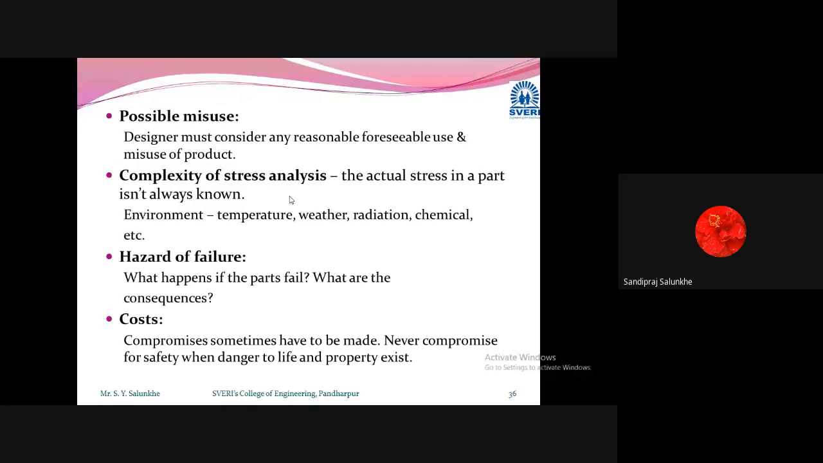So environmental conditions we have to consider, that is temperature, weather, then radiations, chemicals, etc. That is, if the component is used in chemical industries where it is always coming in contact with chemicals which are responsible for rusting, then we have to choose a different factor of safety. Whereas if the component is used in a clean environment where it is not coming in contact with any chemical, then the factor of safety is different. Because this factor of safety is going to play a vital role.